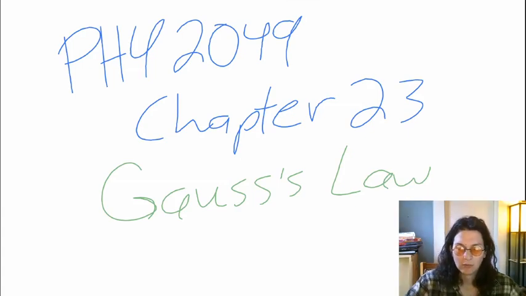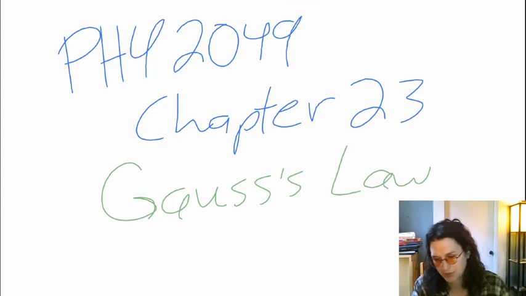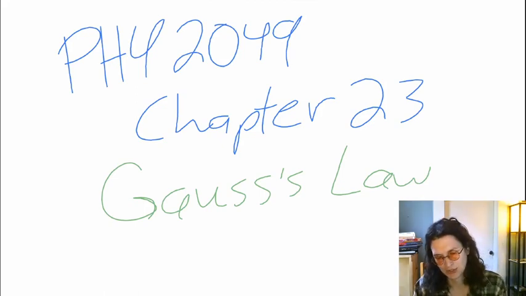All right. Welcome everybody to the review for chapter 23, which is Gauss's law, and this should align with the second homework if you were in Physics 2049. So I'm just going to go ahead and jump right into it, and we're going to start with a review of what Gauss's law is and electric flux in general.